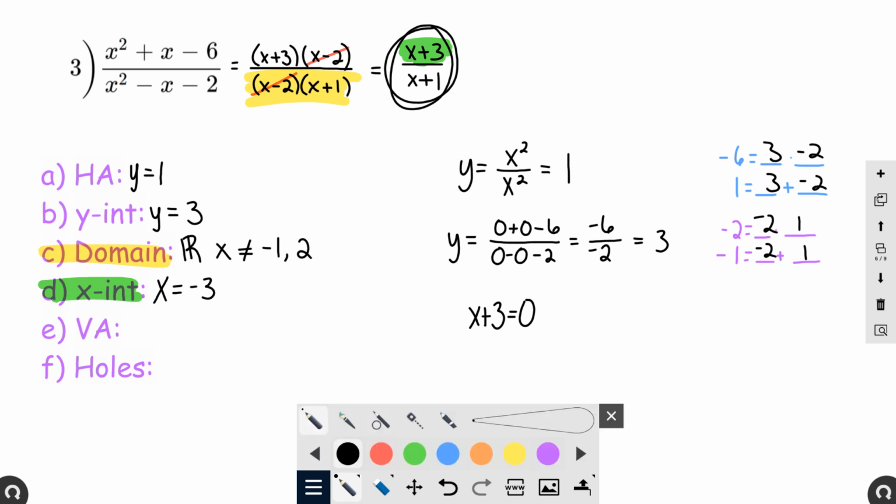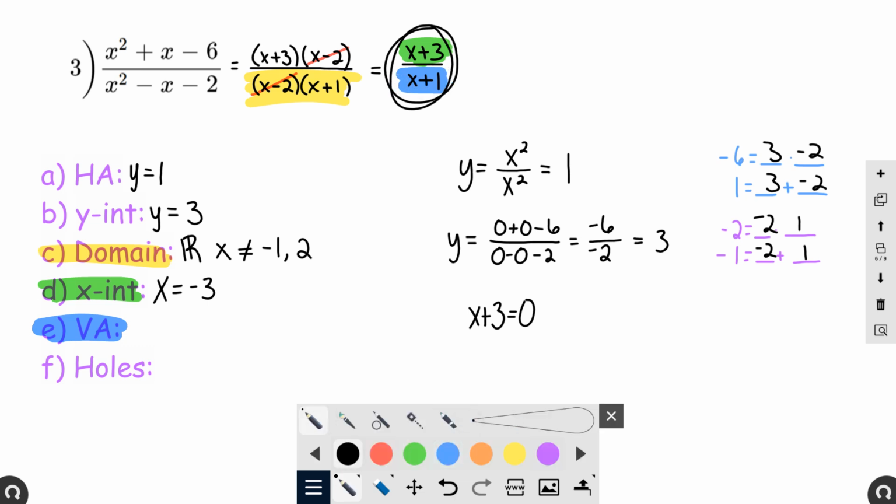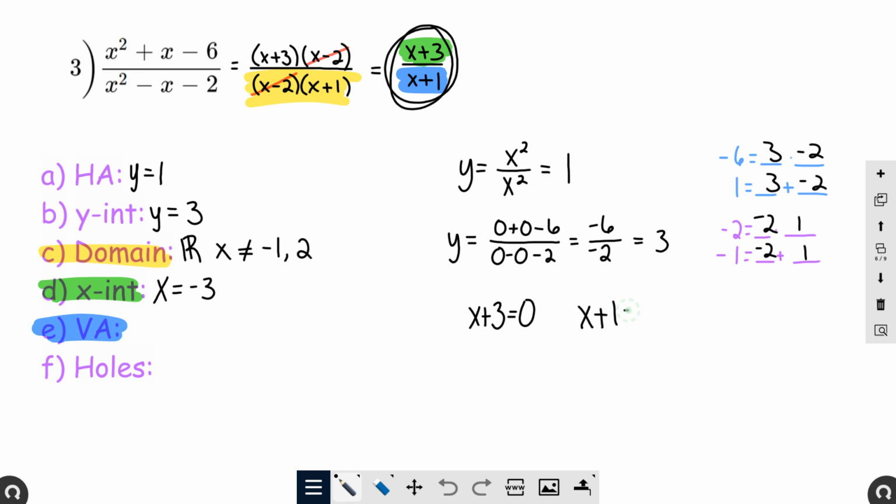All right, VA. What does it say about VA? Simplified version. So we're looking at our final answer, and what part of that final answer? The denominator. So what's in my denominator? X plus 1. Now again, don't forget we need to set it equal to 0 and solve it. So x would equal negative 1.